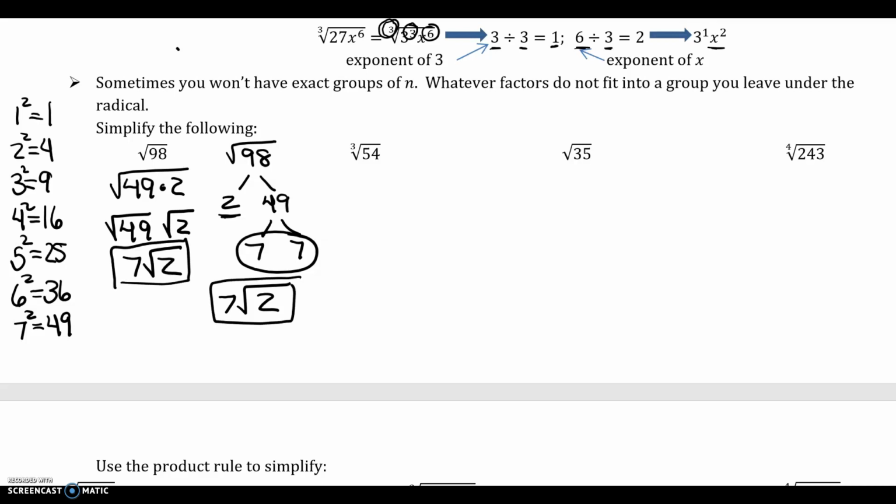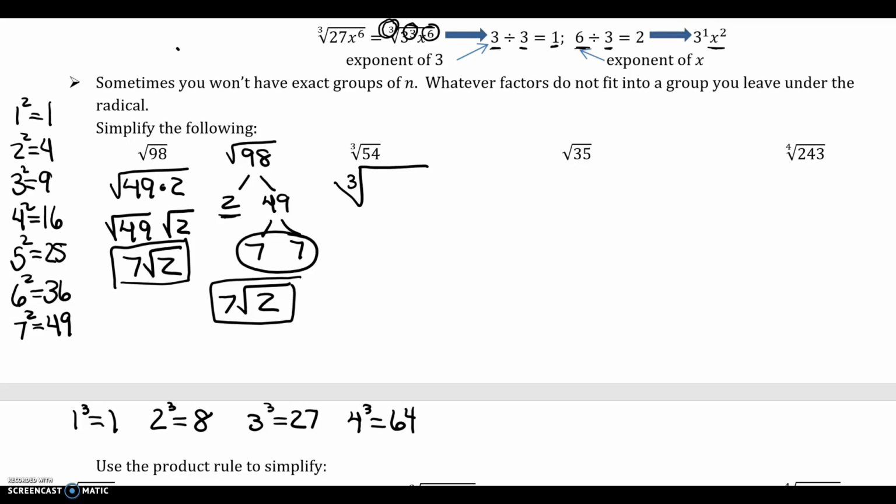All right, how about the cube root of 54? Well, what are perfect cubes? Let's go down our list of perfect cubes. I'm going to write them across the bottom here. 1 cubed is 1, 2 cubed is 8, 3 cubed is 27. Well, look, I know that 27 goes into 54 twice. How about if we did 4 cubed? That's 64. A little bit too big, right? We can't put 64 into 54.